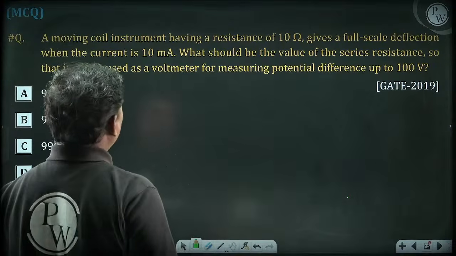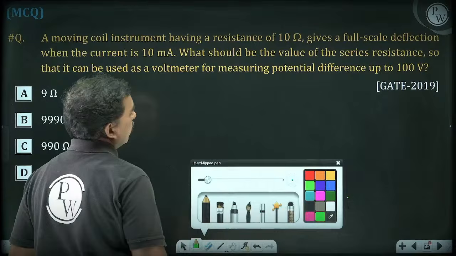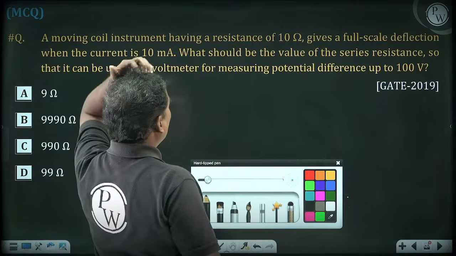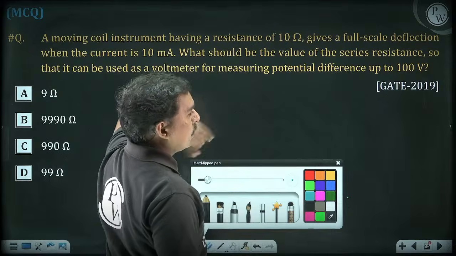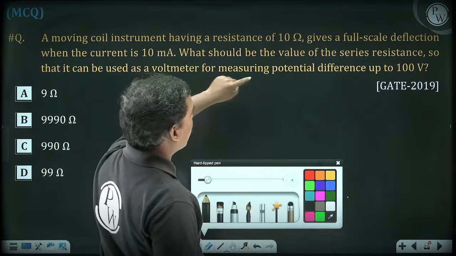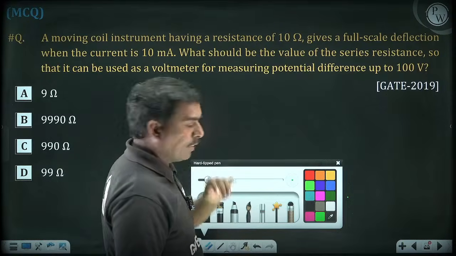A moving coil instrument having a resistance of 10 ohms gives a full scale deflection when the current is 10 milliamperes. What should be the value of series resistance so that it can be used as a voltmeter for measuring potential difference up to 100 volts?